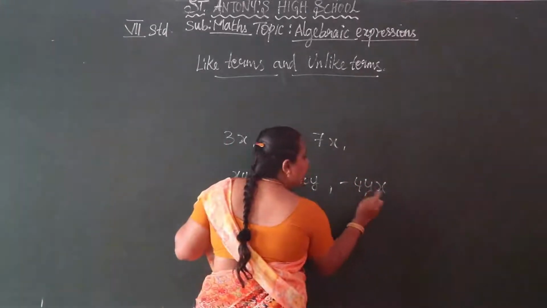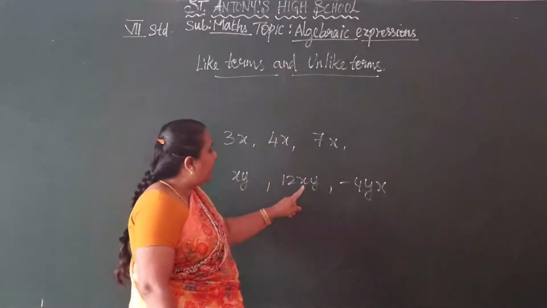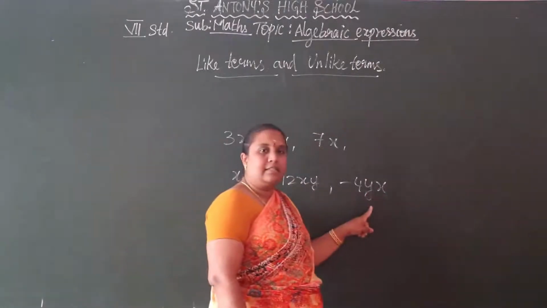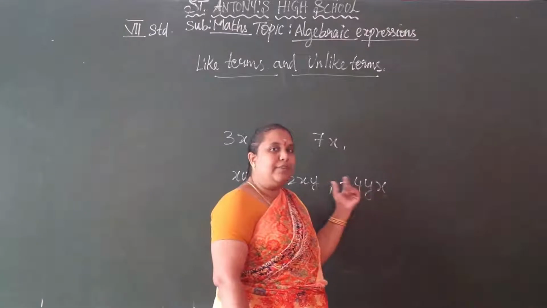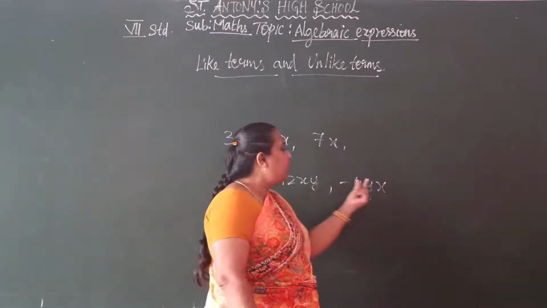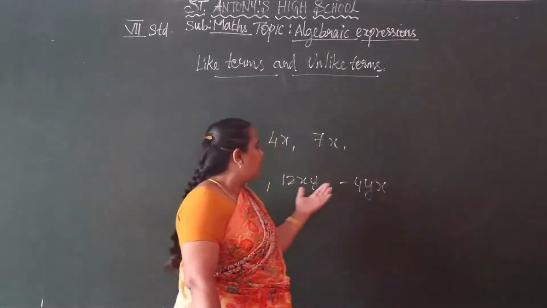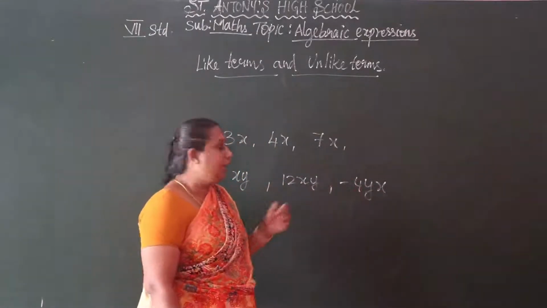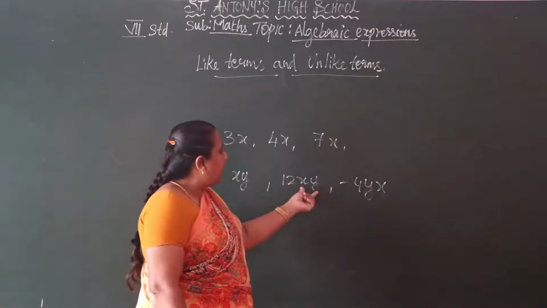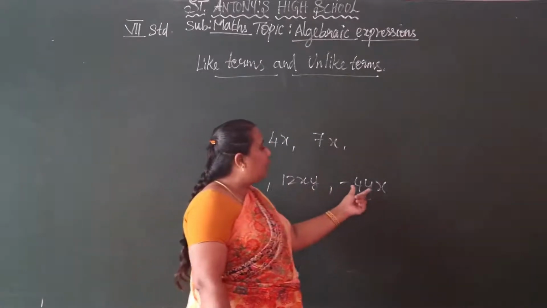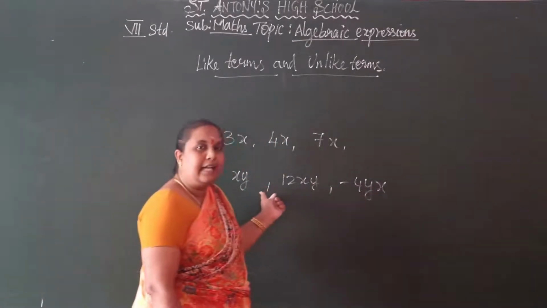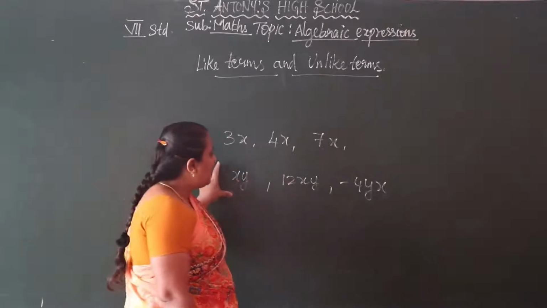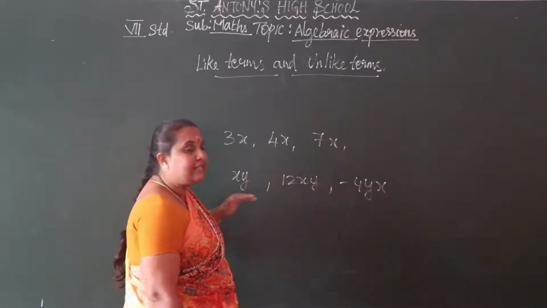If the variables change their place, here we have xy and here yx, there is no difference between these two. So xy and yx, is it right? So these are like terms. Here 12xy and minus 4yx are like terms.